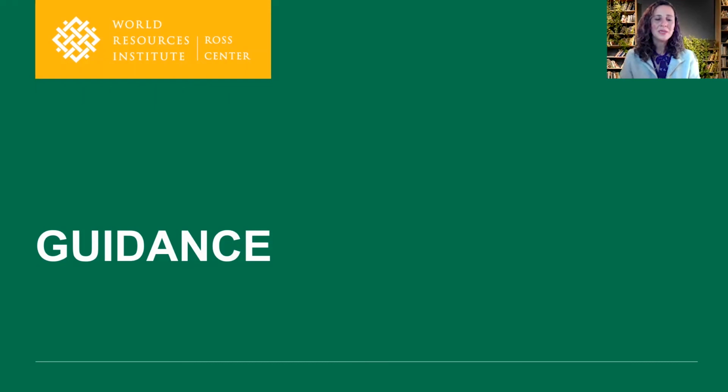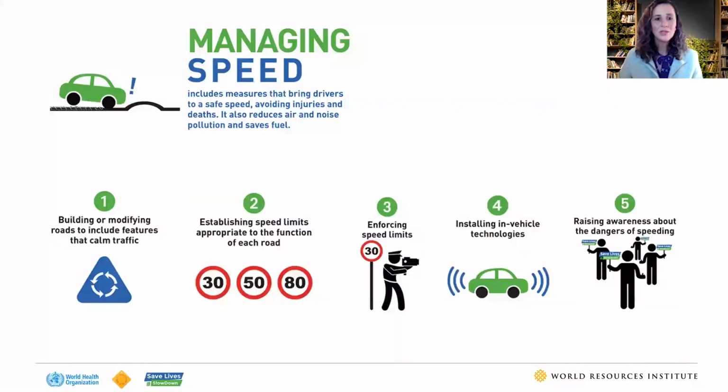I just want to finish this presentation by giving you some guidance. Once you have speeds that need to be managed, please take into account the recommendations from the World Health Organization. It's very simple, and the first part is building or modifying roads to include features that calm traffic. Establish the appropriate speed according to the function. You have to see who is using that road to determine what is the speed. Enforce the speed. Get support from the police or use technology, speed cameras.